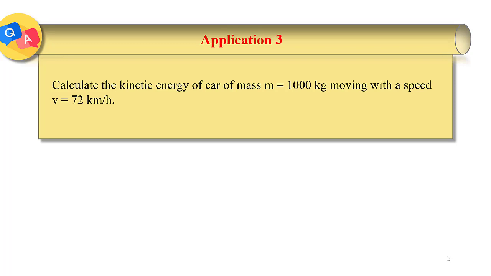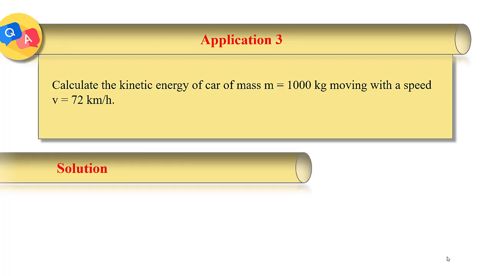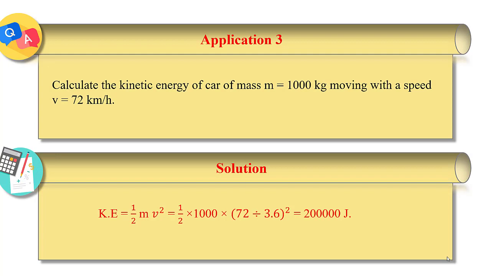Let's solve application 3. We have a car of mass m and it moves with a speed of 72 km per hour. We have to calculate the kinetic energy. The expression of the kinetic energy is equal to half mv squared. We substitute: we have mass equal to 1000 and the speed is 72. But we have to convert from kilometer per hour to meter per second, so we divide by 3.6, and the final answer is equal to 200,000 joules.